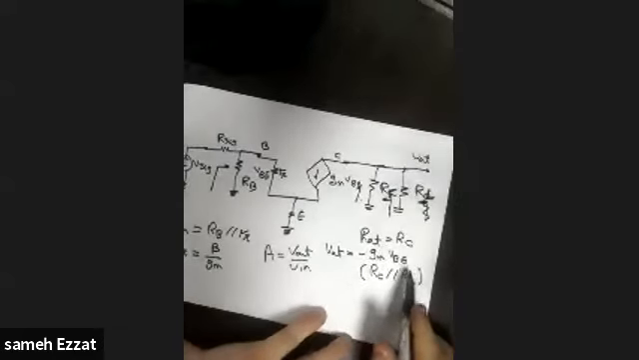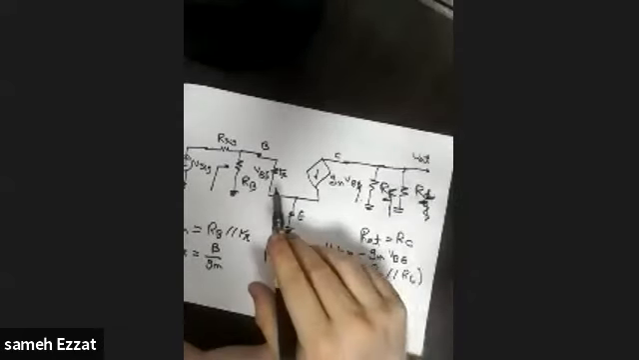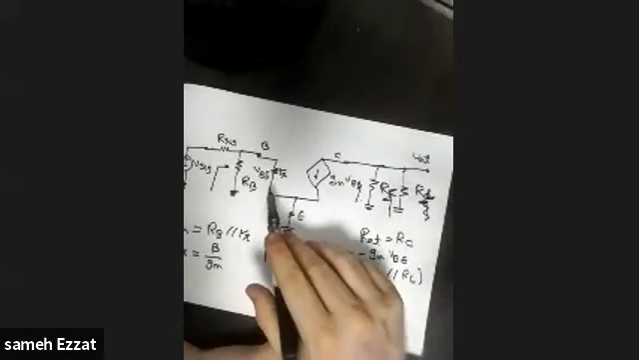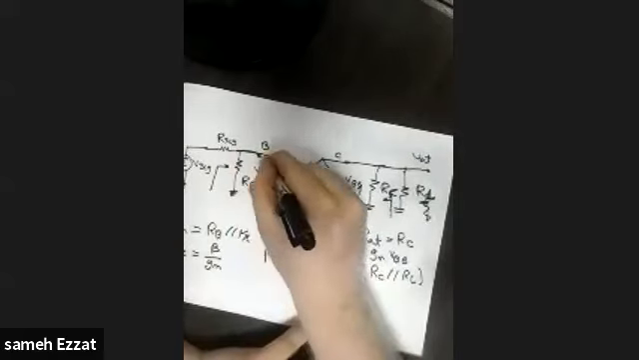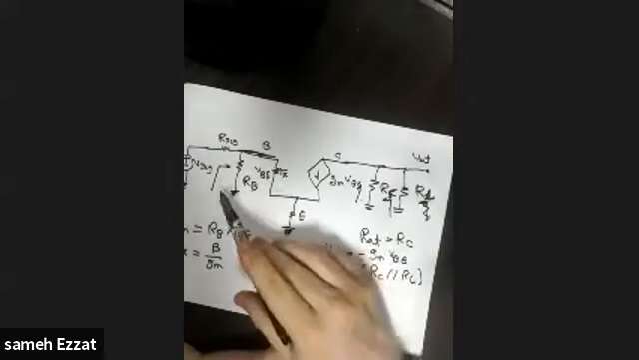But what about VBE? What is VBE? VBE is the voltage drop on the R pi resistance. How can we calculate the voltage drop on the R pi resistance? We need the voltage at this point, because the voltage drop on the R pi resistance is the same as the voltage drop on the capital RB resistance. They are parallel resistances. So what is the voltage here?